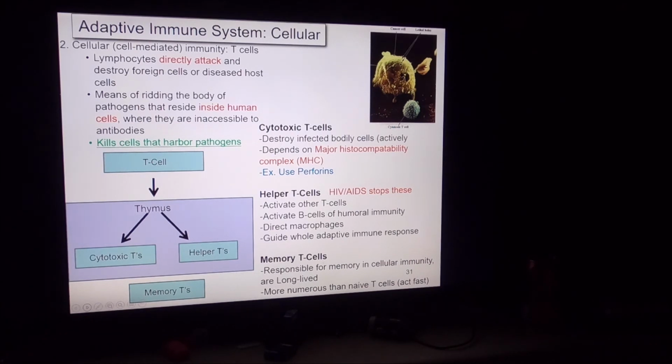Then there are helper T cells. Helper T cells sort of run your immune system. It's a dumb way to say it, but it's true. They sort of lead.